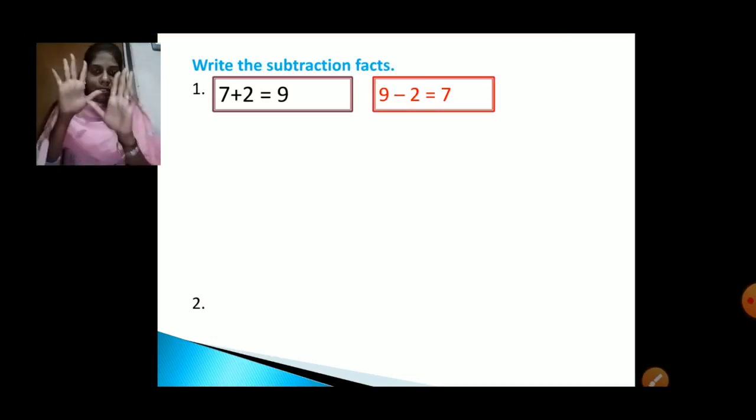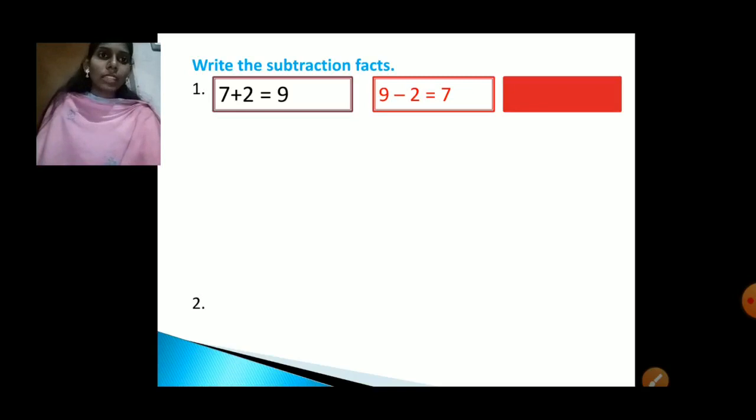So 9 minus 7 means from 9 fingers you have to take out 7 fingers, right? 5, 6, 7. So 9 minus 7 is 2. So we'll write 9 minus 7 is 2. Okay? Now see the next.